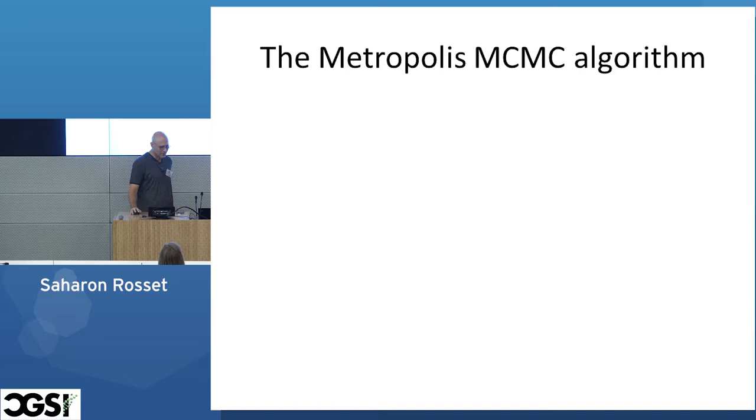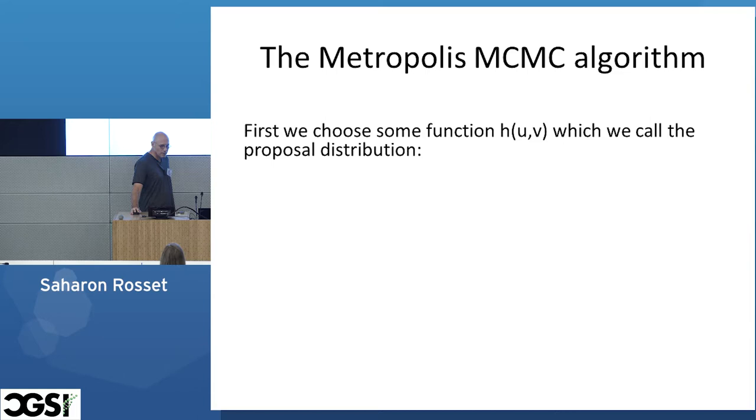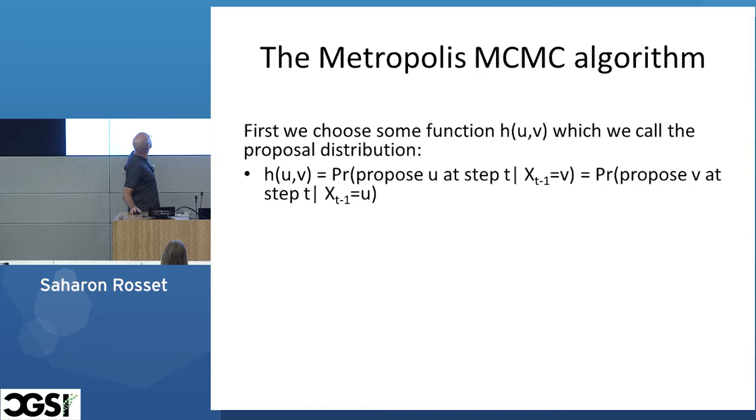So the thing I want to spend a little time on is the Metropolis MCMC algorithm, the most famous algorithm. And now we've added another component to our system, which is this function H(u,v). We call it the proposal distribution. The way it's going to serve us is if we see the value v at time t minus 1, we are going to use H to propose a new value u. So H(u,v) is the probability that we propose u if we saw v. And we're going to assume that it's the same as the probability of proposing v if we saw u.